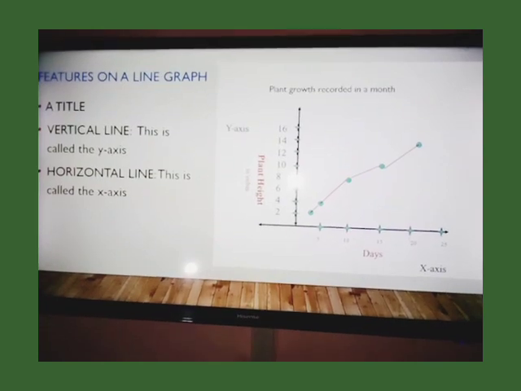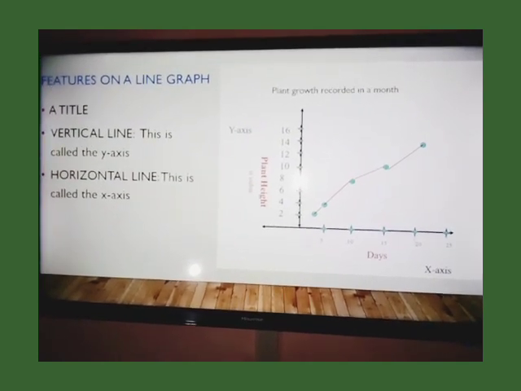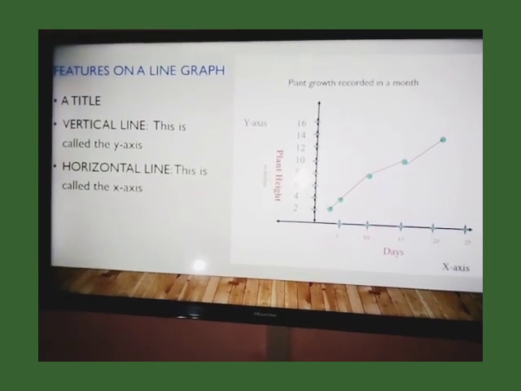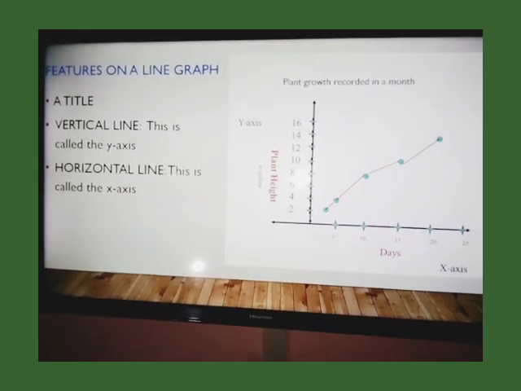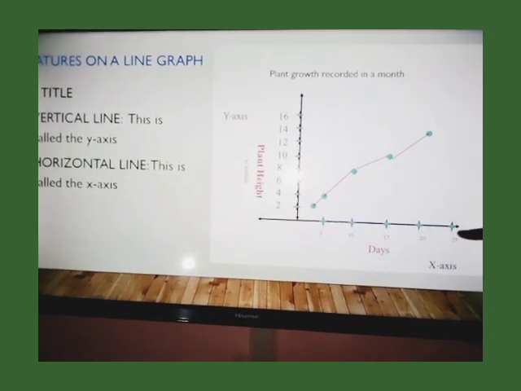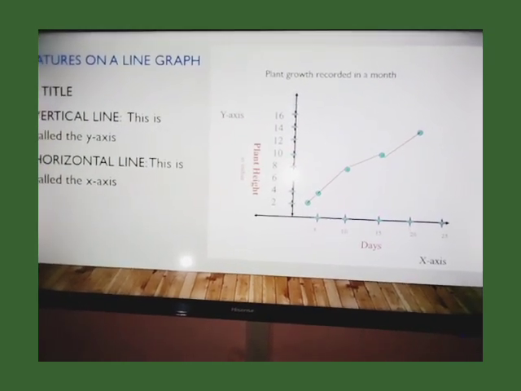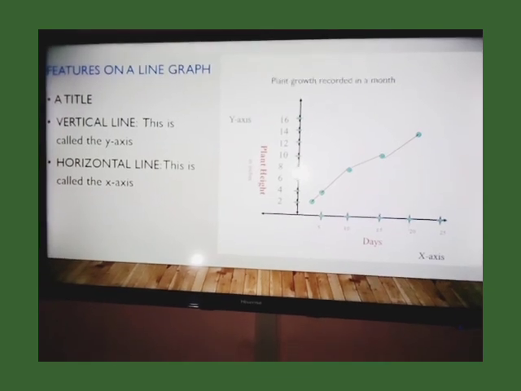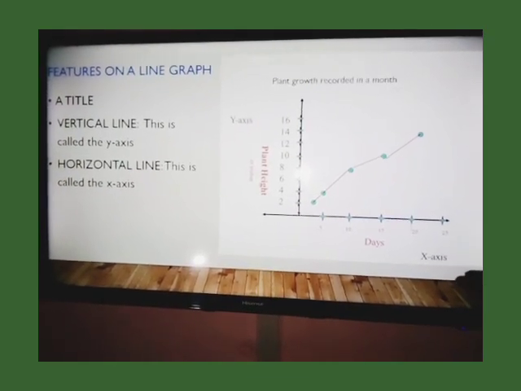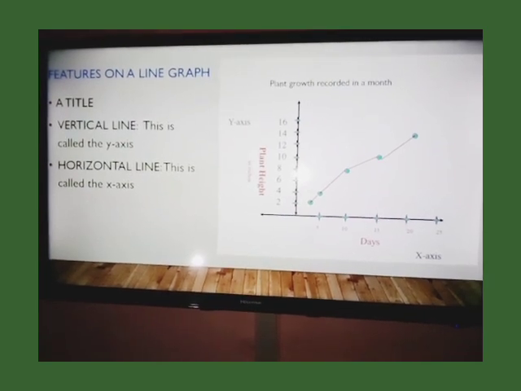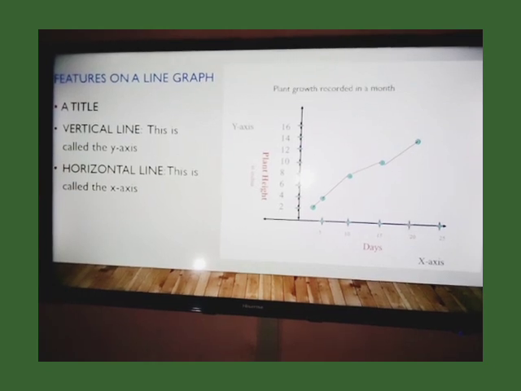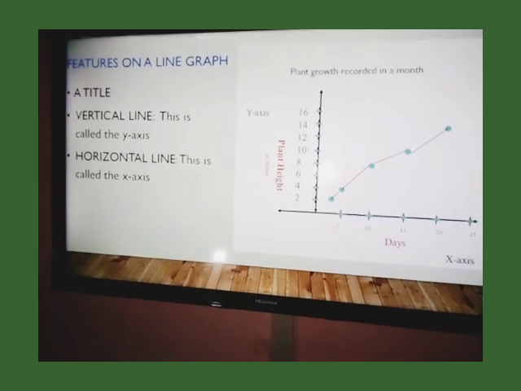Remember, we said a line graph, you are talking about data which you are recording over a period of time. So always time must be in this horizontal line, which is the x-axis, and this time can be recorded in either days, it can be recorded in hours, can be recorded in minutes, seconds, years, and so on and so forth.